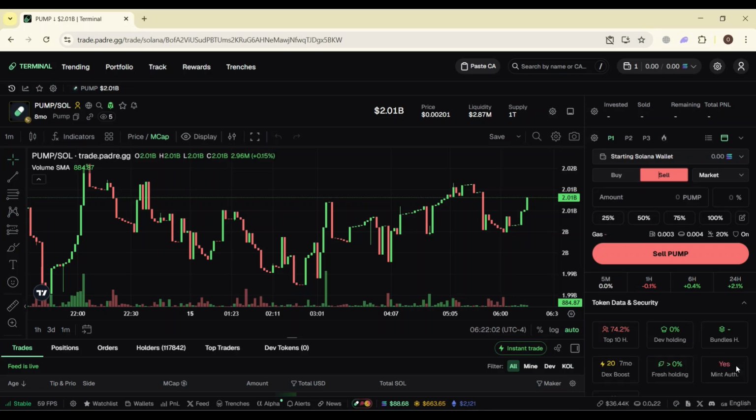Hello everyone. When you open a crypto trading terminal, it can look overwhelming, as you can see right now. Charts, numbers, wallets, trades, everything moving at once. But once you understand the dashboard, it becomes one of the most powerful tools for spotting opportunities.